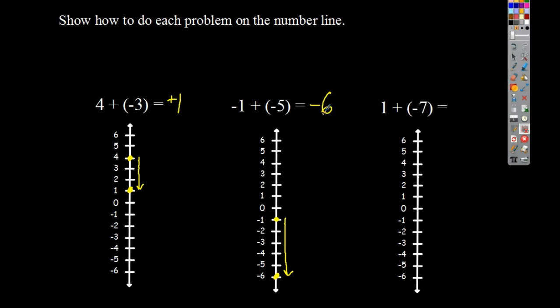And last, I'm going to do a +1 and a -7. So that means I'm going up, and then I'm going down, but I'm going more down than up, so my answer should be negative. So we'll go to 1, and then we're going to go down 7. 1, 2, 3, 4, 5, 6, 7. Here, and I end up at -6.